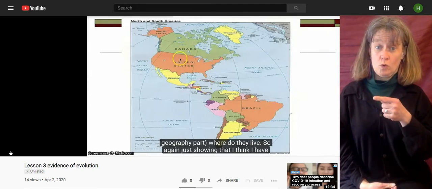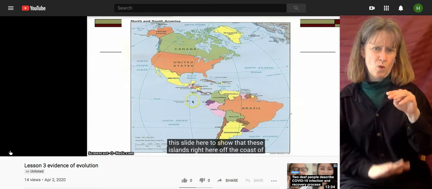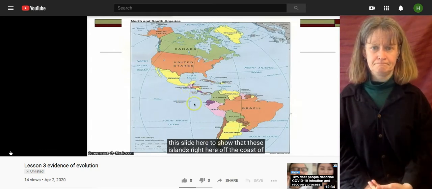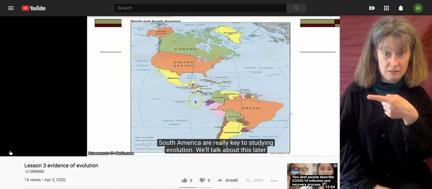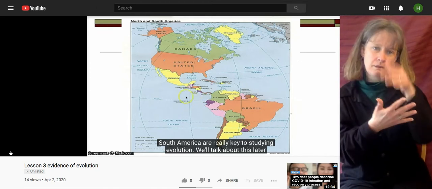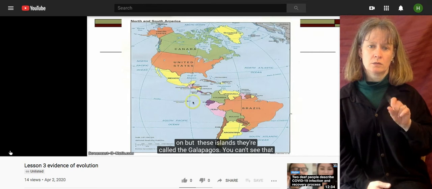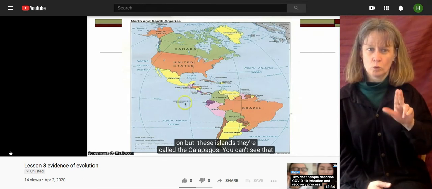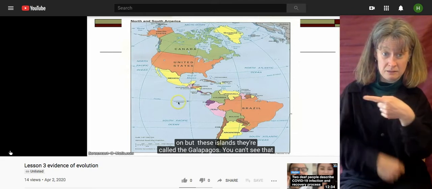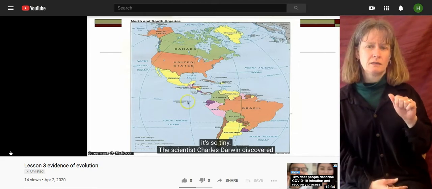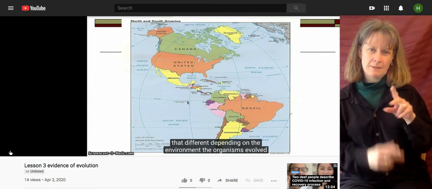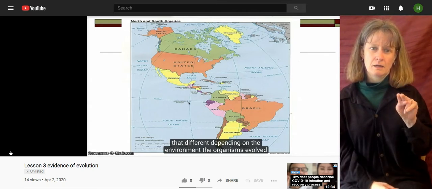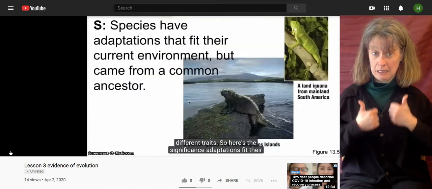So again, I think I have this slide here to show that these islands right here off the coast of South America are really key to studying evolution. We'll talk about this later on, but a lot of these islands are called the Galapagos. You can't see that, it's so tiny. The scientist Charles Darwin discovered that depending on the environment, the organisms evolved different traits.